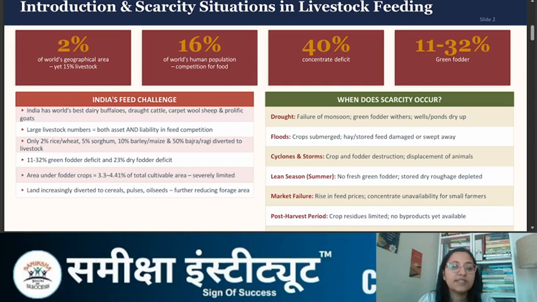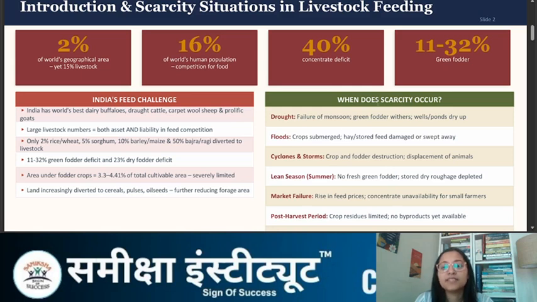Only 2% of rice, wheat, sorghum, etc. is diverted, so very little of the grain is diverted for livestock species, because human beings utilize them. So very little is available to the animals in the form of concentrates. Even dry fodder is deficit up to 23%. The area under fodder crops is also severely limited, as land is increasingly diverted to cereals, pulses, oilseeds, and also for industrial purposes.